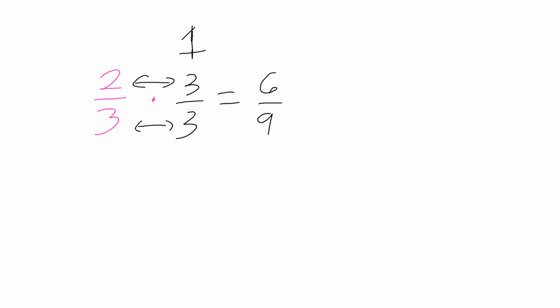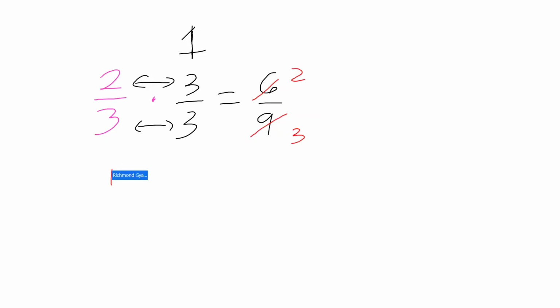Now, if I want to reduce 6/9 or bring it back to where I started from, then I'm going to divide the top by 3, which gives me 2, and I divide 9 by 3, which gives me 3. And that brings me back. So I multiply by 3/3, I divide by 3 on top, and then 3 at the bottom.